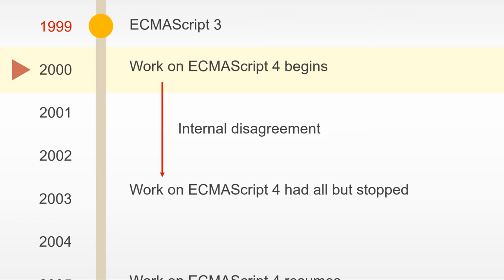Unfortunately, things did not quite go as planned. At this stage, the browser war between Microsoft and Netscape was pretty much over, with Microsoft being declared the clear winner.